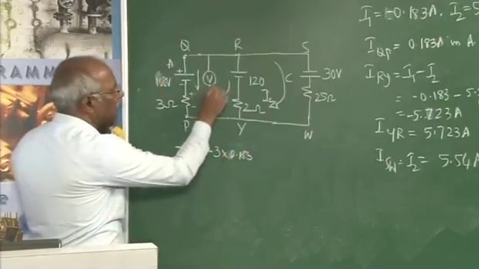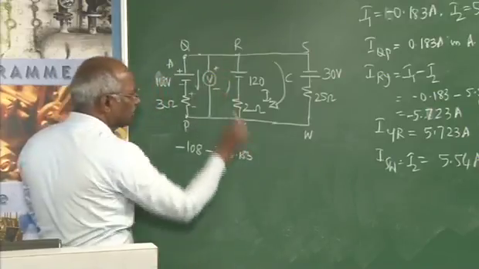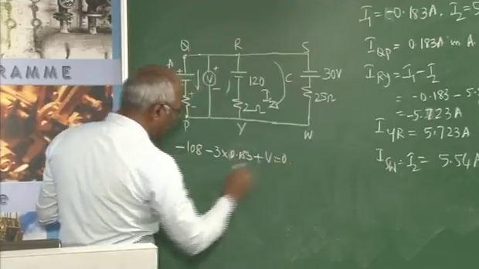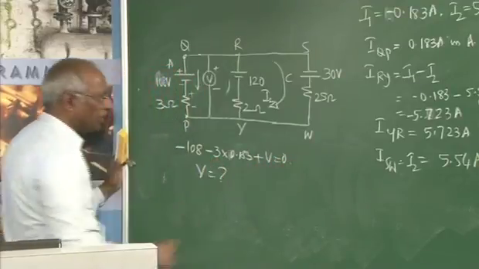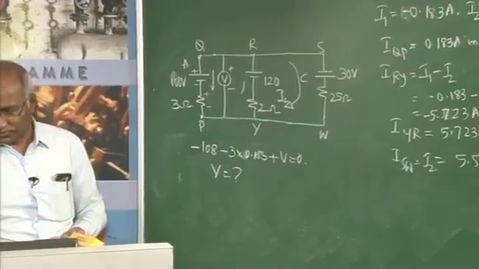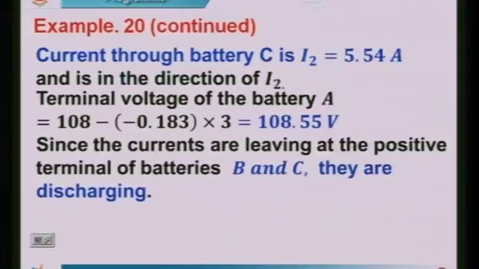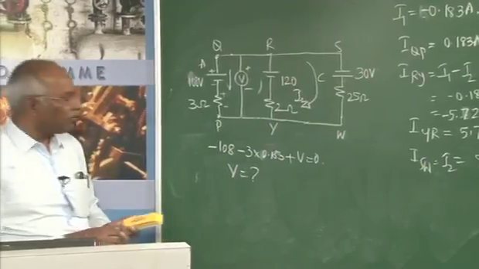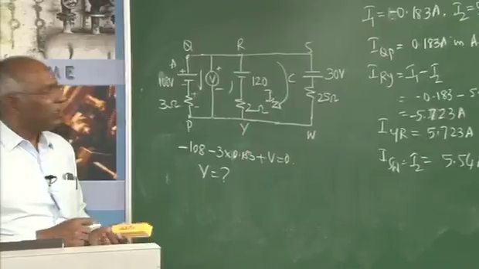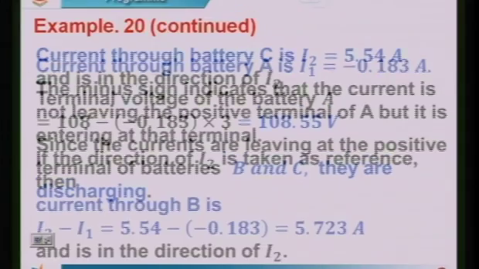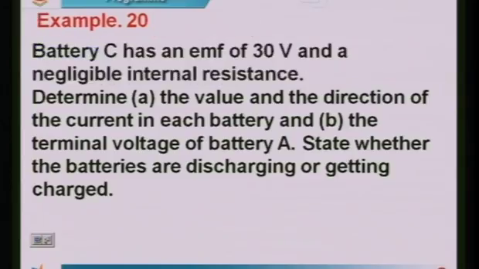And if I take this one as minus and this is plus, it is minus to plus, that is nothing but plus V equal to 0. Therefore, you can find out the voltage V. That will be the terminal voltage. So that comes to 108 minus 0.183 or plus 0.183, that comes to 100.55 volt.